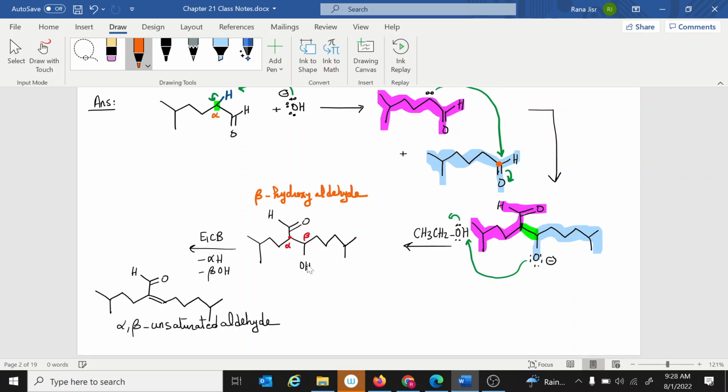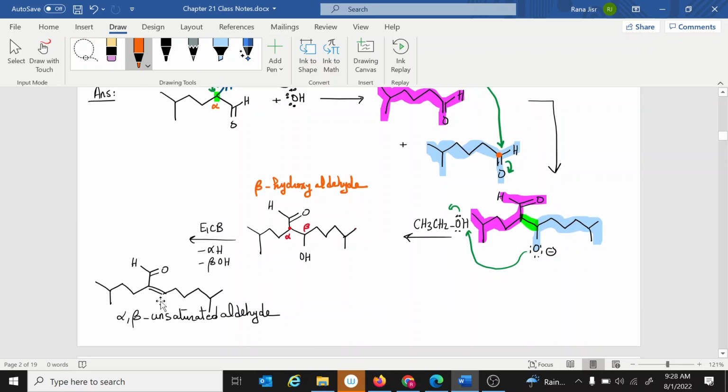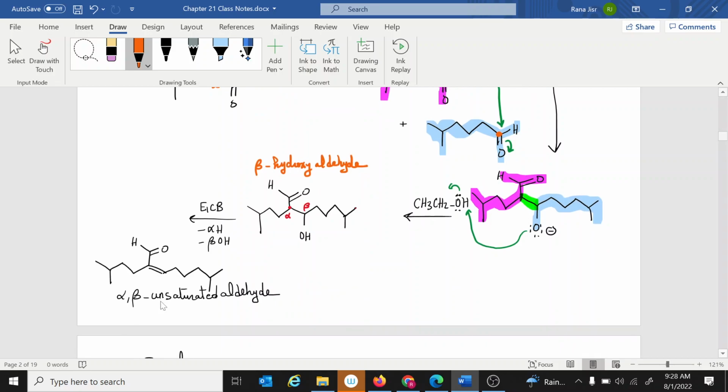After you do this, do the E1CB always, because your medium is always basic. You're forming your enolate, and then you're going to do the elimination, and you're going to get your alpha beta unsaturated aldehyde in this case. This is your alpha carbon. This is your beta carbon. You take out the alpha hydrogen, you take out the beta OH, and you make your alkene.